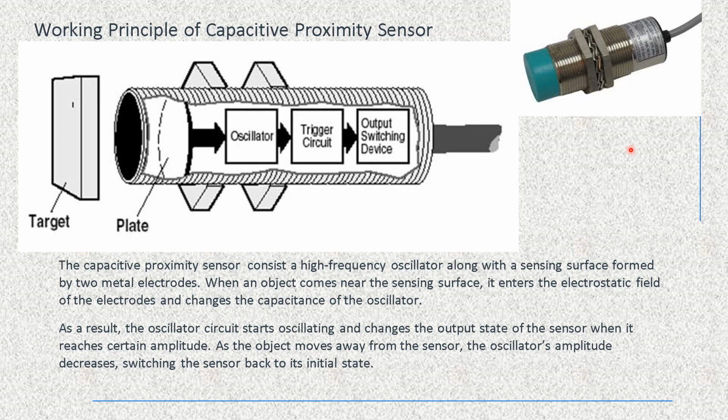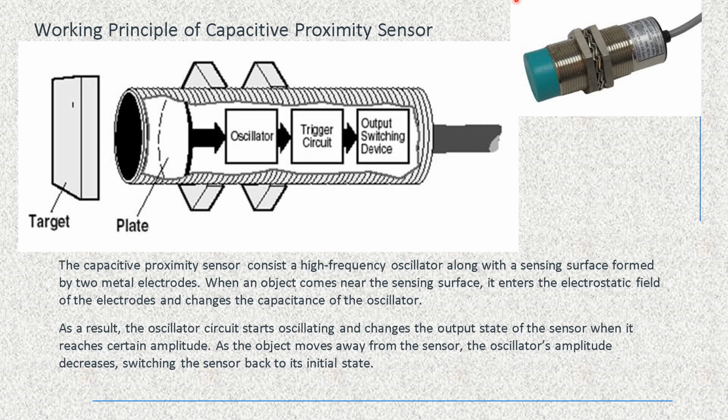When an object approaches, as in this case we have a target, the dielectric properties alter the field and the capacitance between the electrodes. And then we have a threshold detection circuit, which monitors the modulated output. When the output surpasses a set level, the sensor output data state switches, which indicates there is an object nearby.